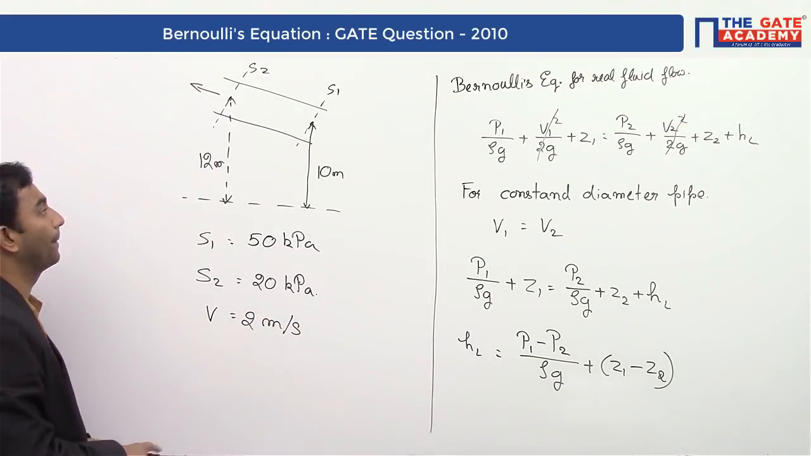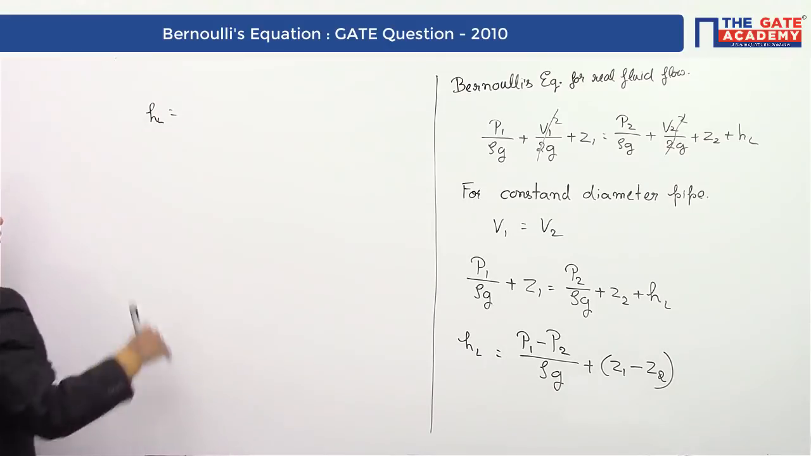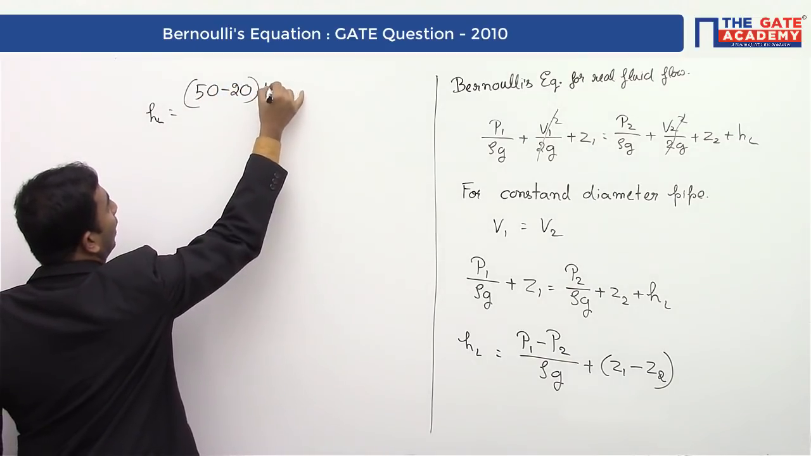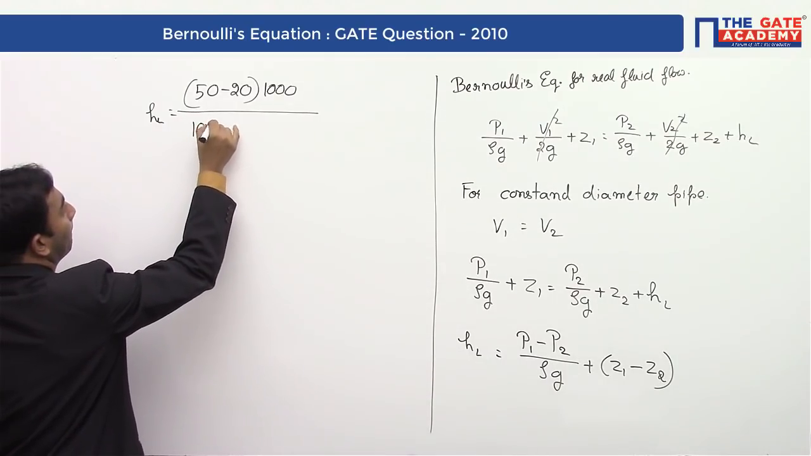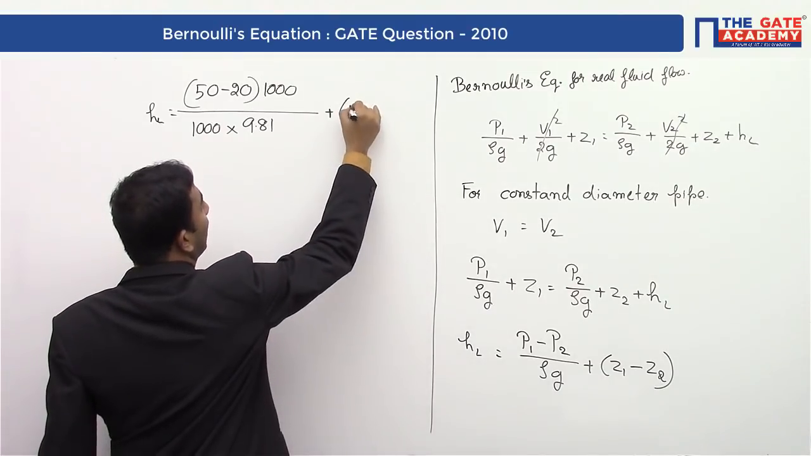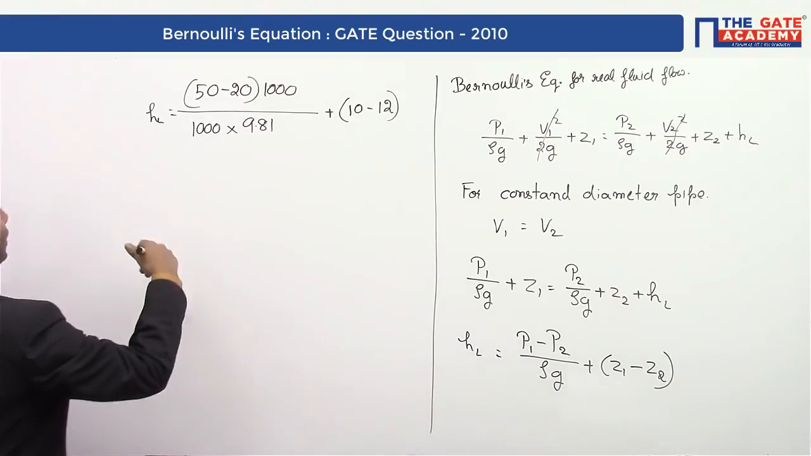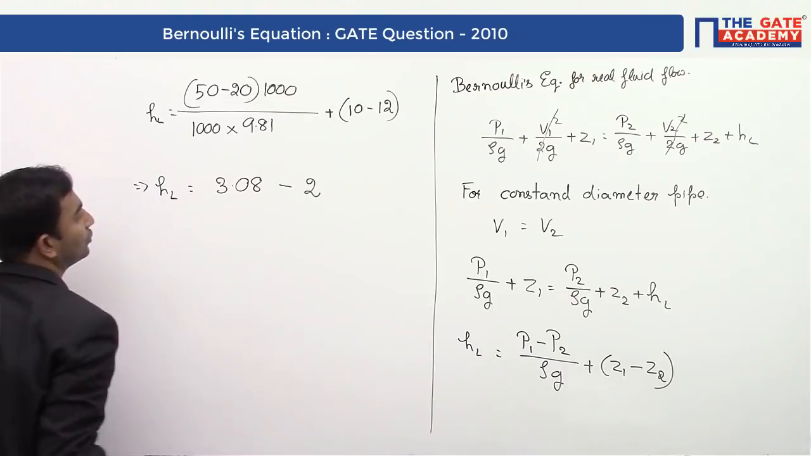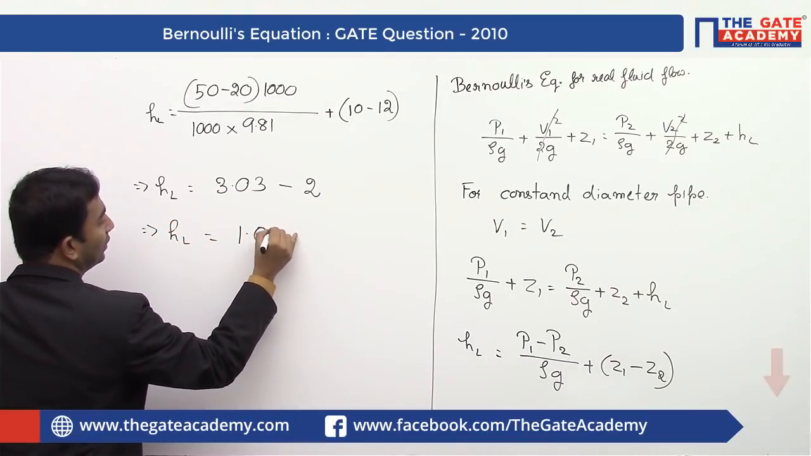Let me continue this over here. I'll rub this off. So from here we get HL is equal to 50 minus 20, since P1 is 50 kilopascal and P2 is 20 kilopascal, into 1000, I have converted the kilopascal into pascal, divided by density of water, which we know is 1000, into 9.81, plus Z1 is given to us as 10 minus 12. Z2, the elevation of section 2, is 12 meters. Solving this, we will get, sorry, this will be 3.03, I guess. And HL will be equal to 1.03 meter.